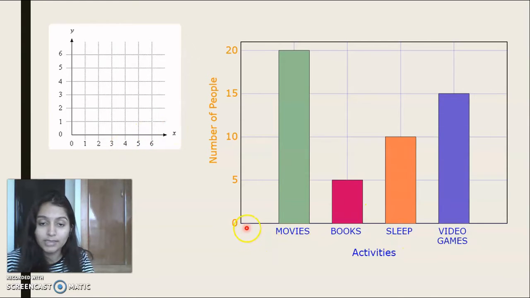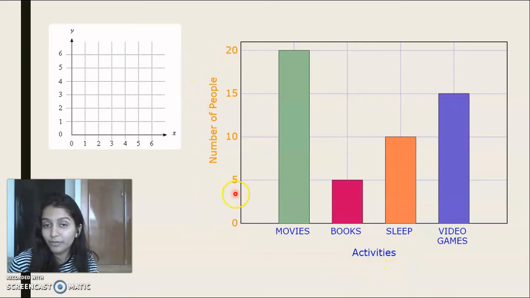Okay, so this line over here, the horizontal line lying down, it's your x-axis, and this axis is called activities. Why? Because it was the heading of my first column of the table. Look into your table in your book and you will find why I named this axis activities. And this axis is number of people, again, because it's the second column heading, okay?